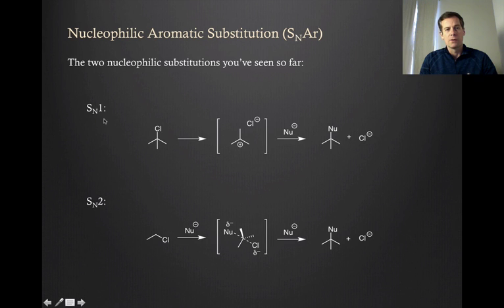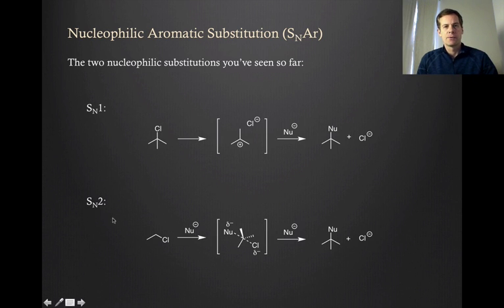The first one that you learned about was the SN1 reaction. And just to remind you, these are reactions where an electrophile, like an alkyl chloride, undergoes ionization as the rate determining step. And then this is trapped by a nucleophile to give the product. So the step that determines the rate of the mechanism only involves one molecule. It's unimolecular, and that's why it's called SN1.